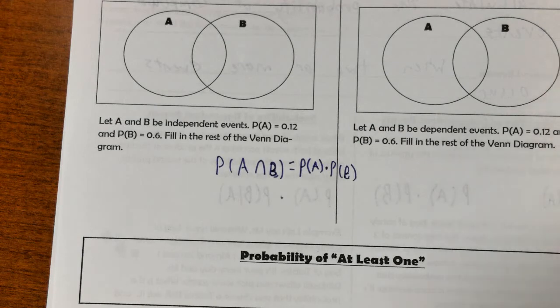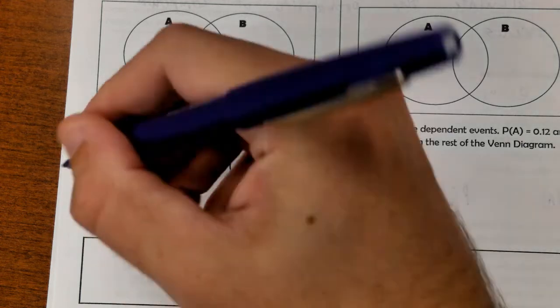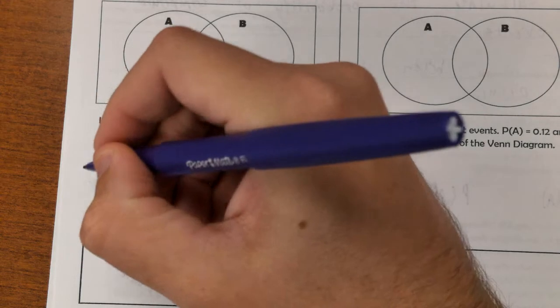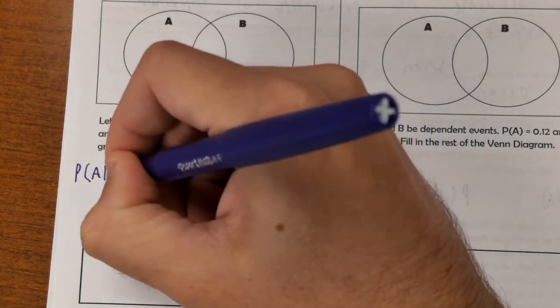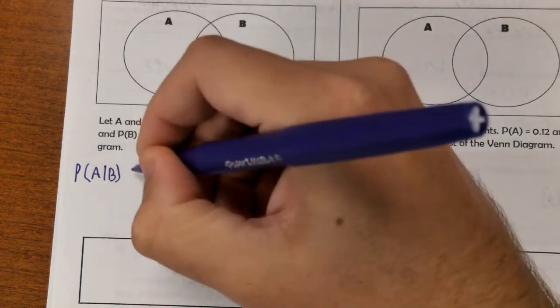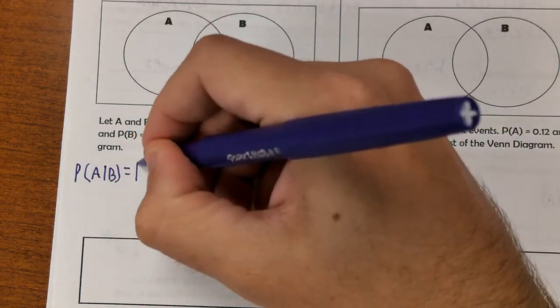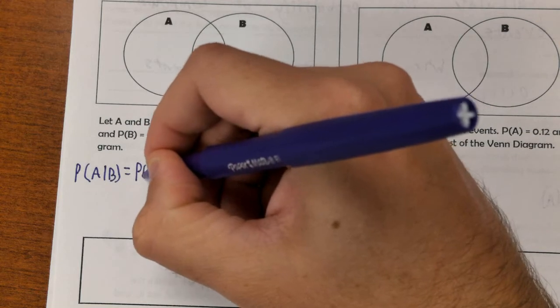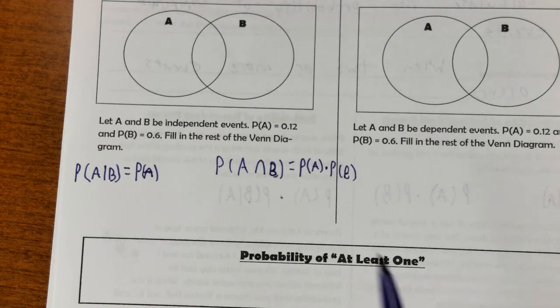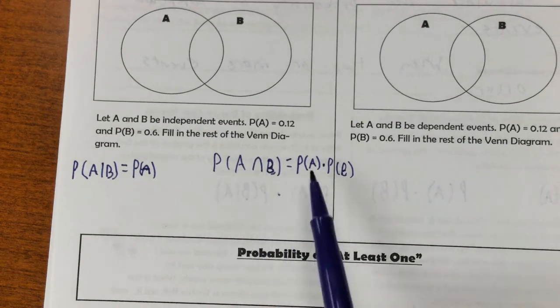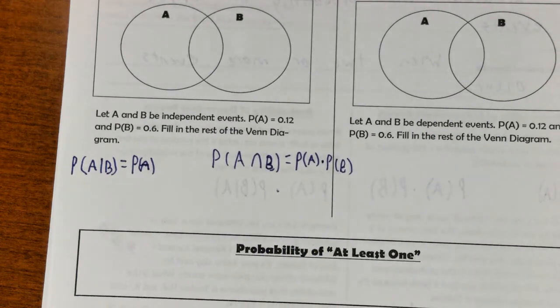I want you to try to prove that to me. And I'm going to give you a hint. The hint is that to prove events are independent, we must show that the probability of A given B is equal to the probability of A. Okay. Using that hint, see if you can prove to me that if events are independent, the probability of A and B is equal to the probability of A times the probability of B. Go for it.